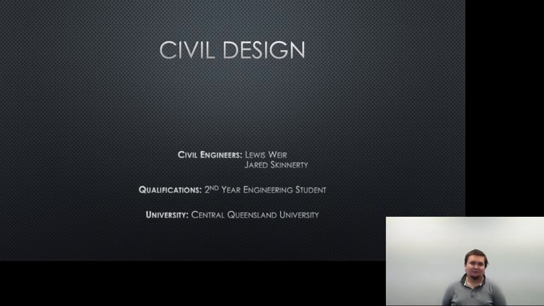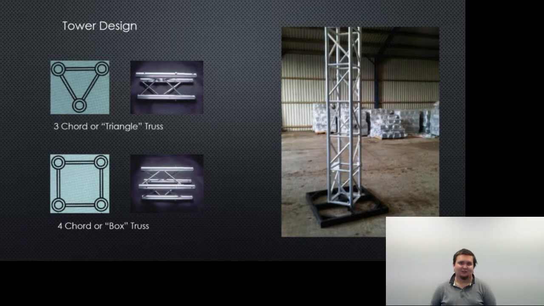After conducting research into various different tower structures and truss designs, we came across 2 designs which we felt could be viable for our project. The first design is called a 4-chord truss or a box truss. The box truss is quite a simple design which consists of 4 large members or chords arranged in a square-shaped formation, connected on each side by zigzagging smaller members or webbing.